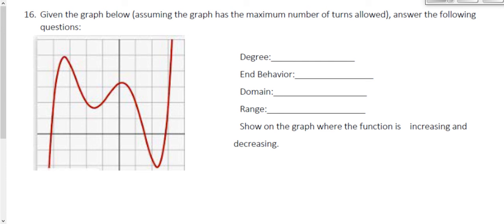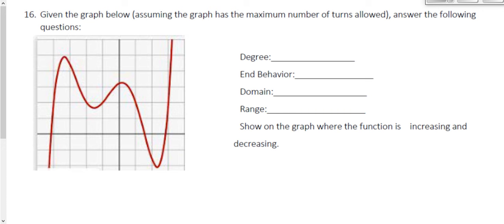All right, we're getting close to the end of our Unit 4 review. We're going to pick up here with question 16, which has given us a very general graph with no scale, no numbers, so I'm not going to be able to use actual values here for very much. But I have to have the degree and end behavior, domain and range, and I have to be able to identify where we're increasing and decreasing generally.